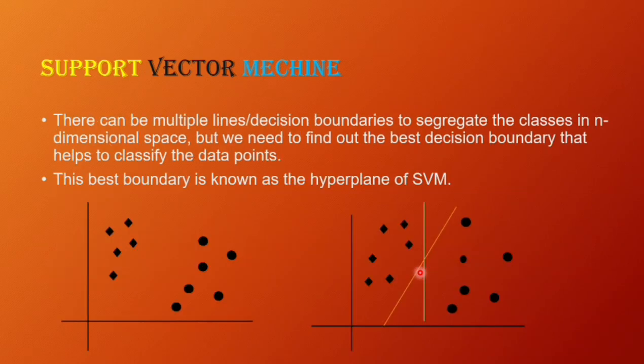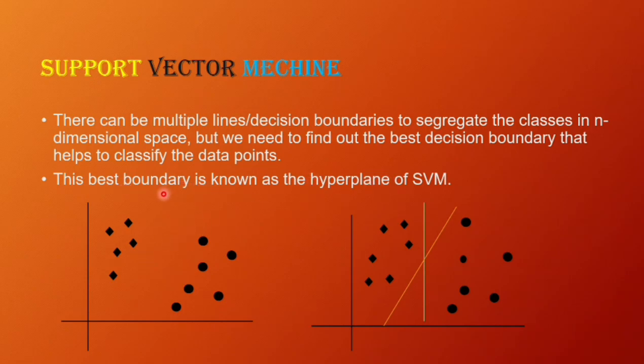Next slide. In the next slide, there can be multiple lines or boundaries to segregate the classes in n-dimensional space. But we need to find out the best decision boundary that helps to classify the data points. This best boundary is known as hyperplane.